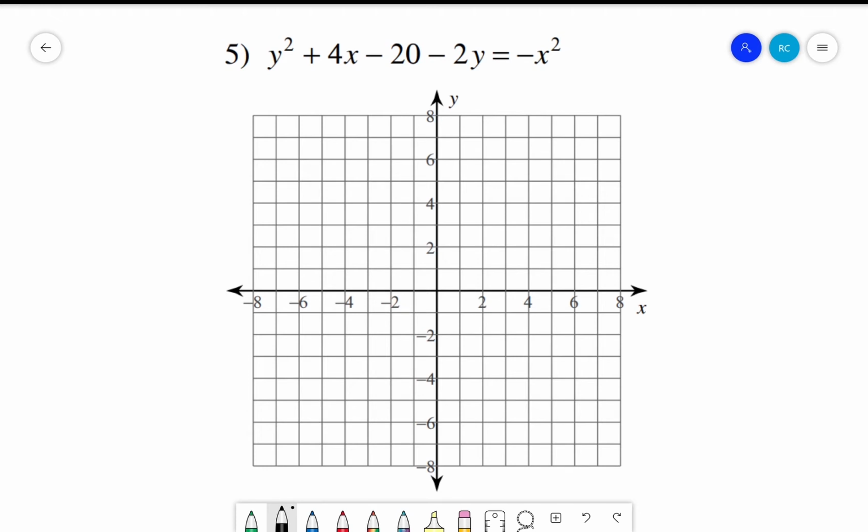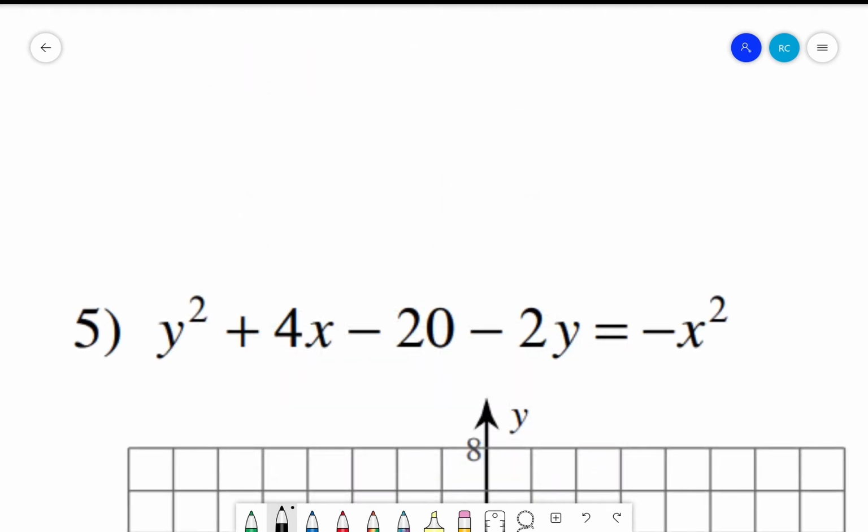In the last video, we focused on equations in standard form, but this equation is clearly not anywhere close to standard form. The equation we're given is y squared plus 4x minus 20 minus 2y equals negative x squared. And I don't hesitate to say this is a mess.